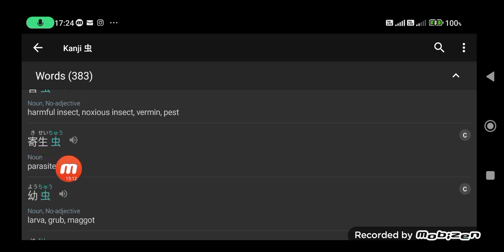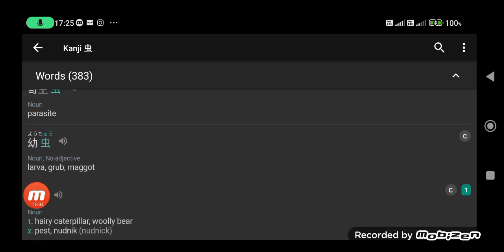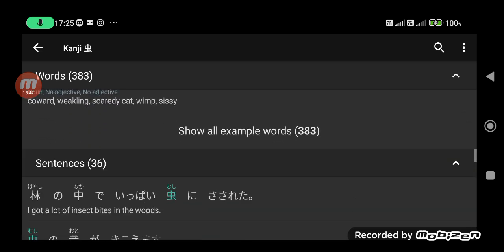Again, from the pattern I've told you, kiseichu, blah blah blah chu. Kisei means, the first kanji means to ride on, and the second kanji means to live, a living thing. Kiseichu, parasite, because when it goes inside your body, it lives, and it's like riding on your body. Okay, yochu means larvae or larva, because the first kanji means infancy or childhood, or a very young child. Yochu, larva, maggot.